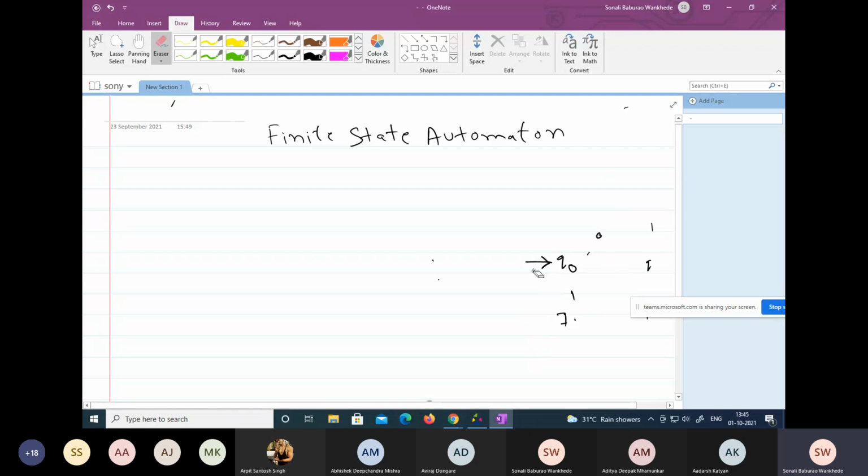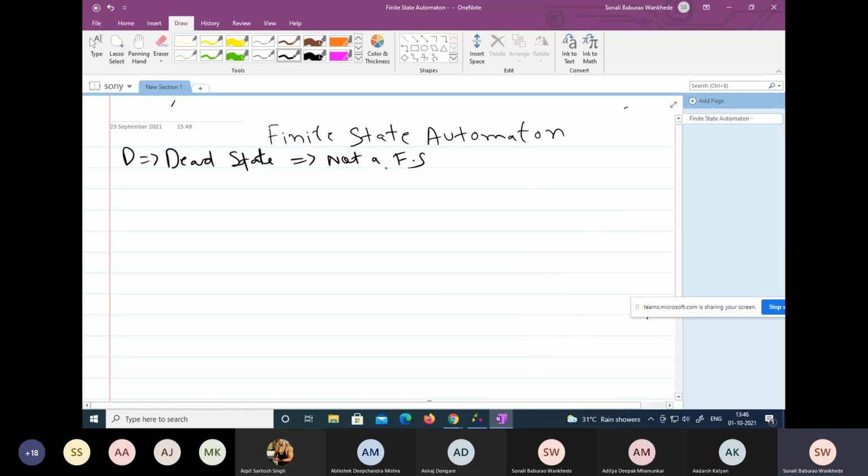Now our next topic, we will just quickly finish with a few other theories which are remaining. You should remember that D is the dead state. What it means is that it is not a final state. It is a dead state. It won't give you the exact, it is not the final state.